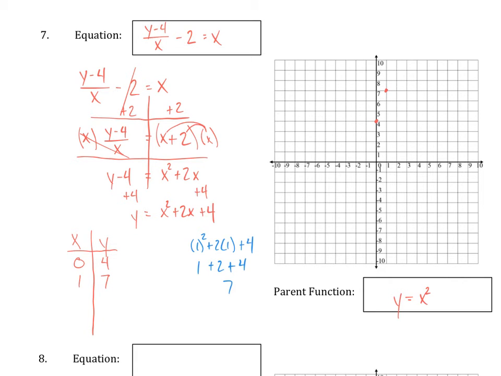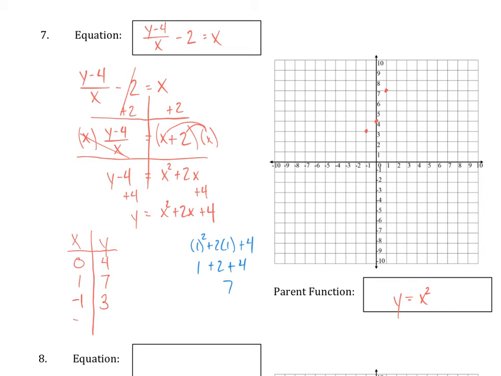All right, so I'm going to start moving the other direction now, and I'm going to do -1 and see if I can get something there. -1 makes it a little trickier because this is going to be a 1, right? -1 squared is 1. But 2 times -1 is -2. So I have 1 minus 2, which is going to be -1, plus 4 is going to be 3. So -1, 3.